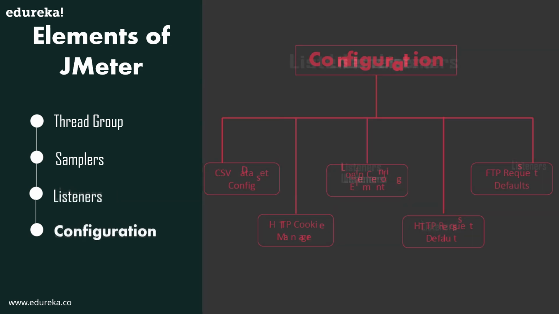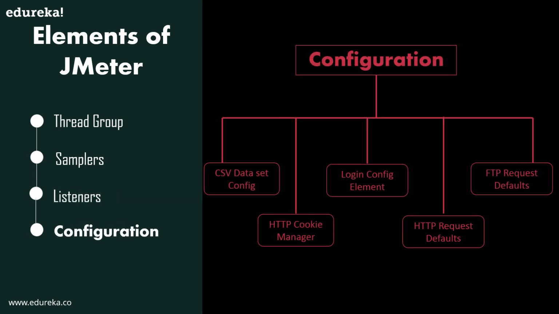Now the final important element is the configuration element. Now it basically sets up defaults and variables for later use by the samplers. Now for the CSV dataset config, suppose you want to test a website for 100 users signing in with different credentials, you do not need to record the script 100 times. You can parameterize the script to enter different login credentials. This login information could be stored in a text file. Now JMeter has an element that allows you to read different parameters from that text file. It is the CSV dataset config, which is used to read lines from a file and split them into variables.